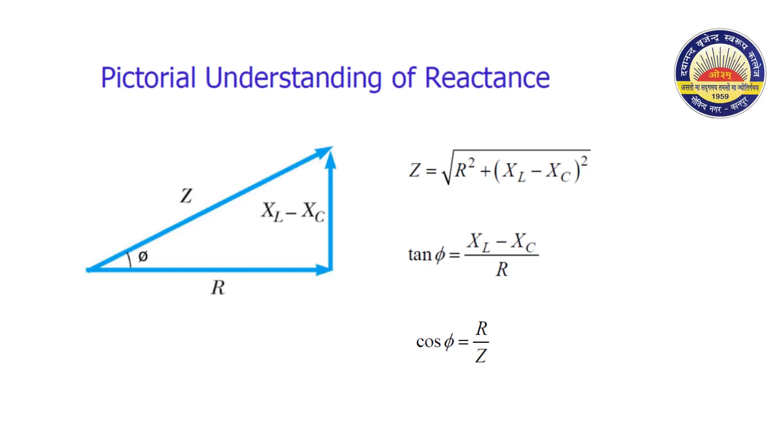So you can see that tan phi is equal to XL minus XC upon R. So Z is the resultant of R and XL minus XC, which is represented in the figure. So tan phi is equal to XL minus XC upon R, and cos phi is equal to R by Z. The cos phi is also called the power factor in an AC circuit.